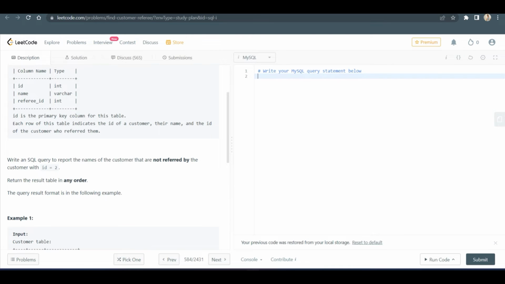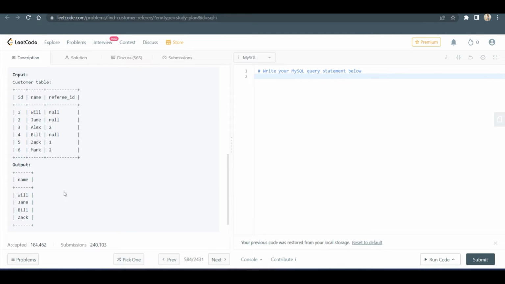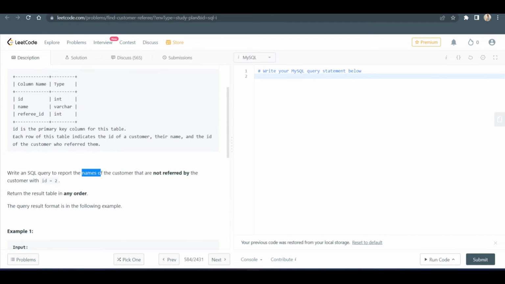So by this question, we have to return the names of the customers. That is, we have to return the name column as shown in the example input output table. Condition is that the name of the customer we have to return which is not referred by the customer having ID 2.